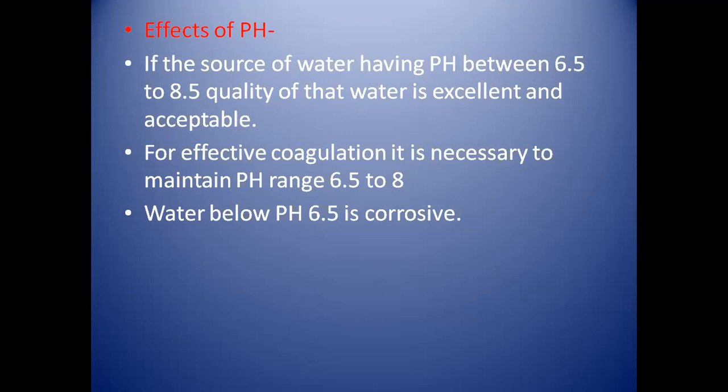For effective coagulation, it is necessary to maintain a pH range of 6.5 to 8. Coagulation is the process in which particles settle at the bottom of the water and make a thickened layer at the bottom. For this effective coagulation, the pH of water must be in the range 6.5 to 8. Water below pH 6.5 is corrosive. That is, water which has a pH value below 6.5 is corrosive.